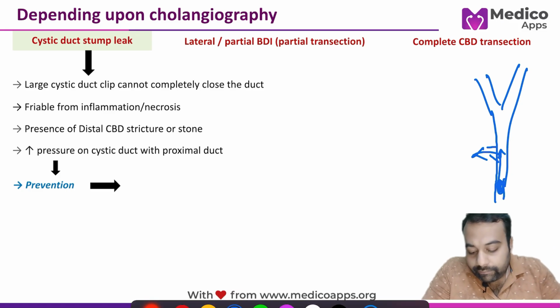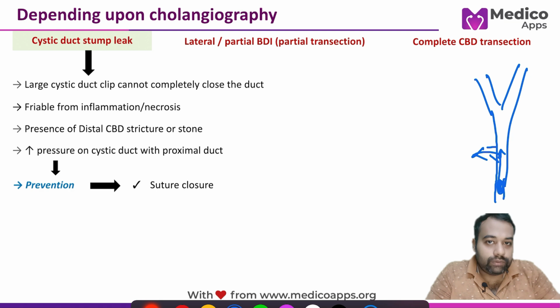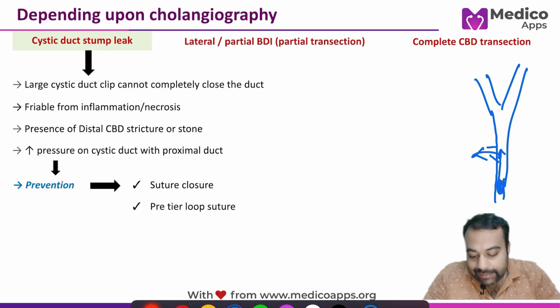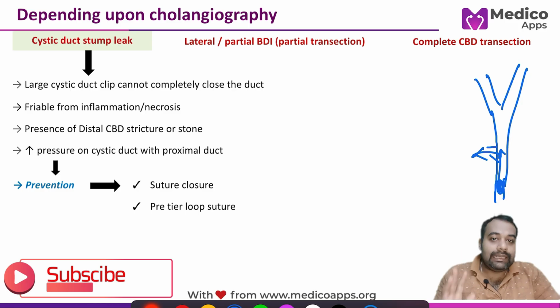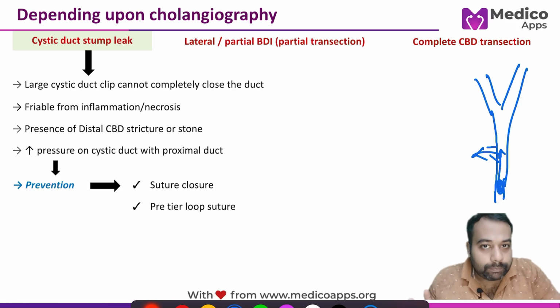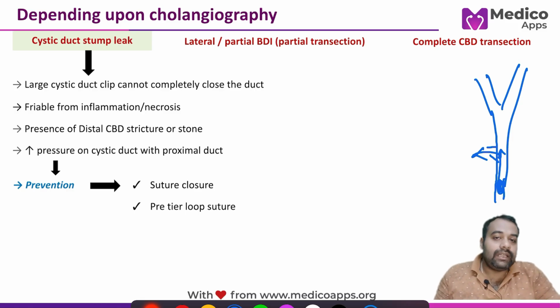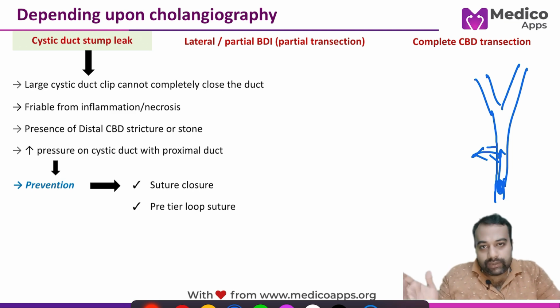So our first way to prevent such a scenario is suture closure. We can introduce the suture inside the abdomen and put it laparoscopically. Or there is the availability of a pre-tied suture which can be applied over the cystic duct. That is also there. But the problem with these two techniques is that while the clip is easy to apply during the laparoscopic procedure, the suture closure or the pre-tied loop suture is technically challenging. Okay, so that's why the issue is there.